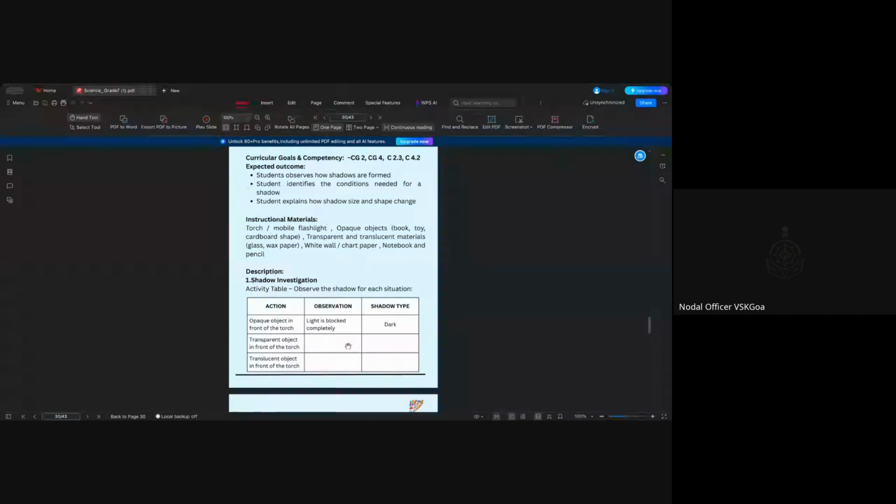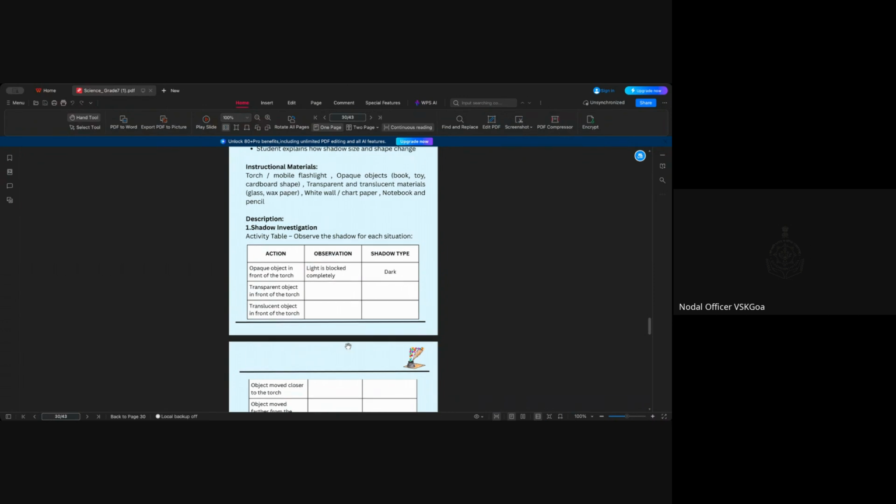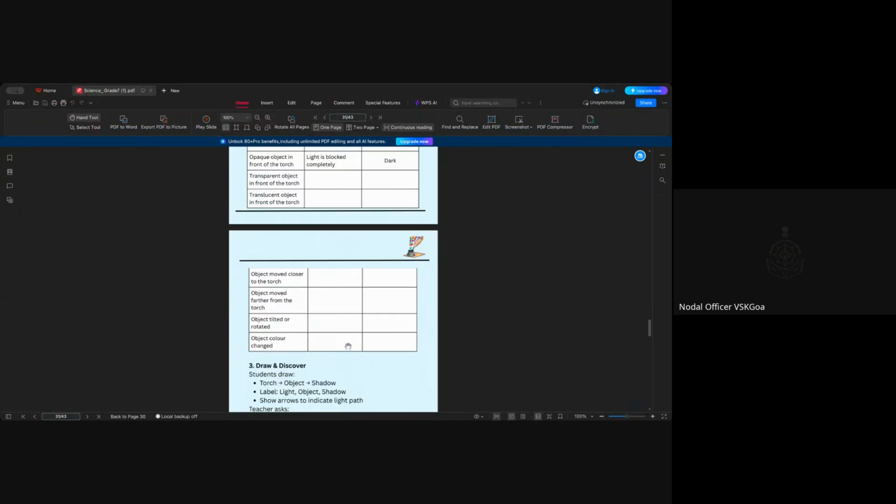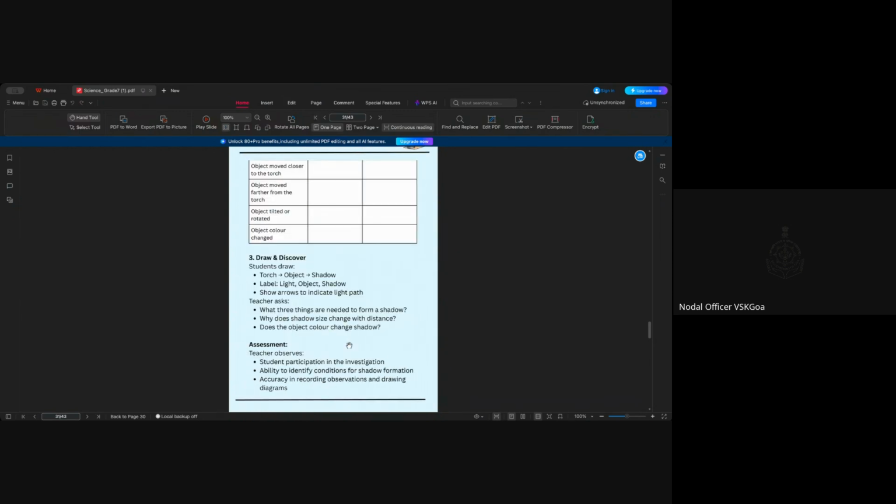Transparent object in front of the torch, translucent object in front of the torch, object closer to the torch, what will happen? Object moved farther from the torch, what will happen to the shadow? Object tilted or rotated, object's color changed, what will happen? All these scenarios you need to give. You can give this as a group activity to a group of 4 students. After doing this activity, let them try to draw and discover the relationship between light, object, and shadow.